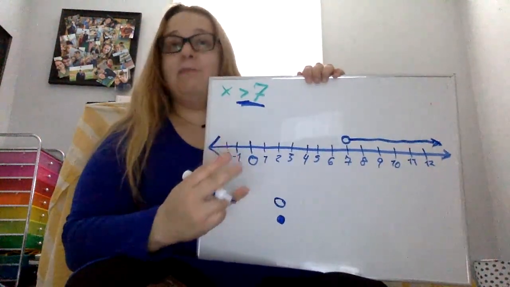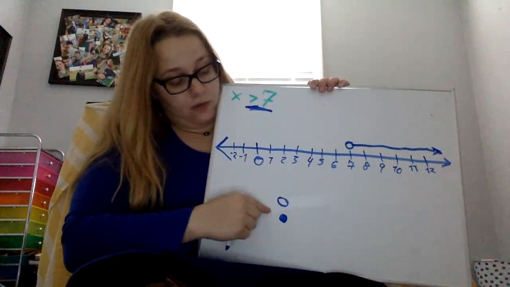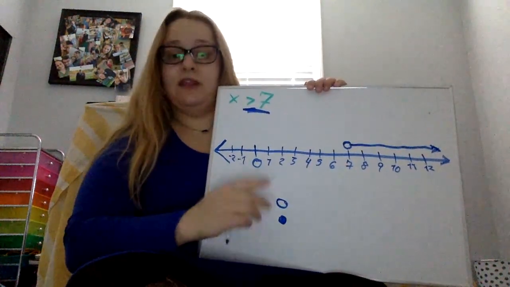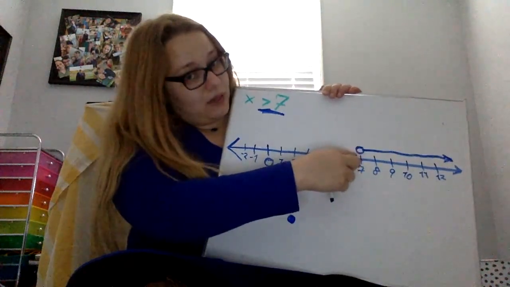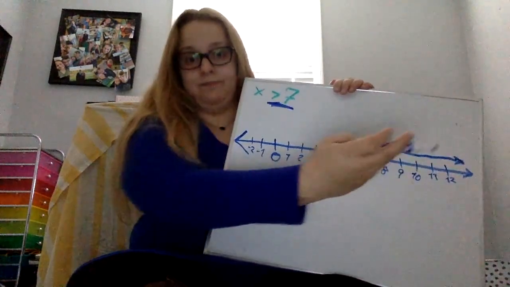So our 3 steps are going to be: decide if the dot is going to be open or closed. Then place a dot on your target number, and then decide which way the arrow goes. That way. Simple enough.